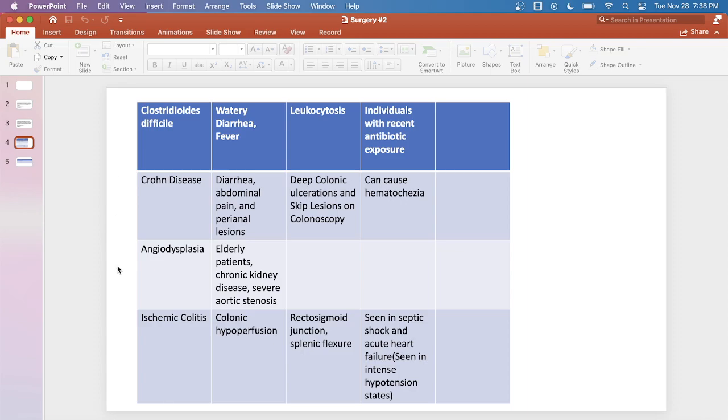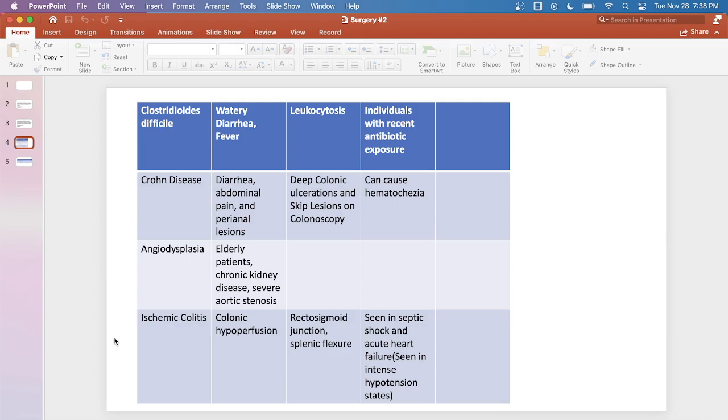Angiodysplasia, usually seen in elderly patients, chronic kidney disease patients, and those suffering from severe aortic stenosis. Remember, angiodysplasia is an arteriovenous malformation. Again, you're going to see it in elderly patients, those with chronic kidney disease, and severe aortic stenosis is a big one. And because we're dealing with radiation therapy towards our pelvic area for the treatment of cervical cancer in this patient, that's why we're going with radiation proctitis.